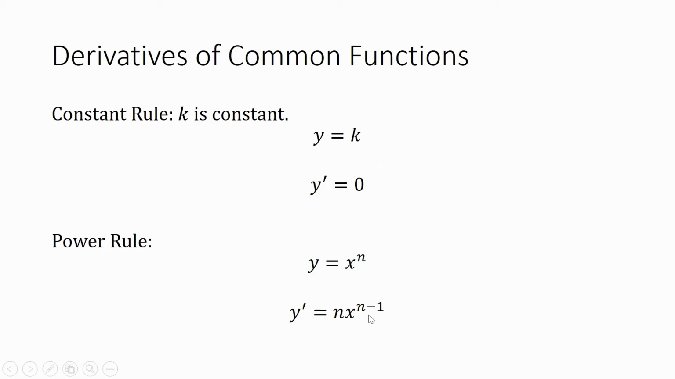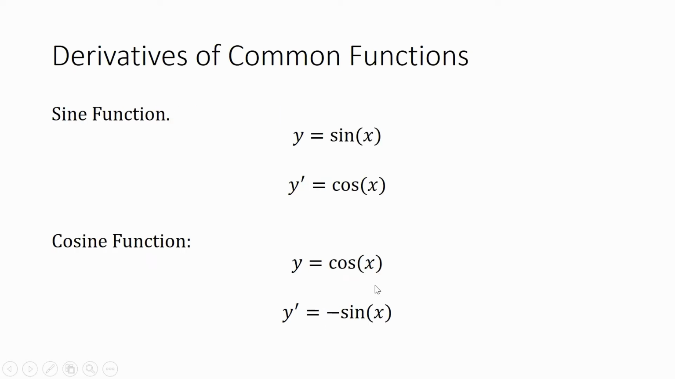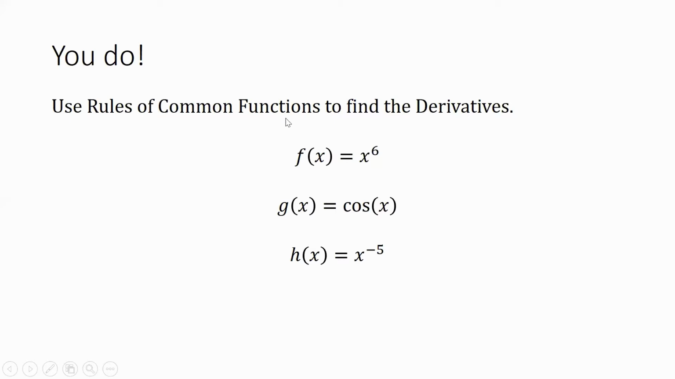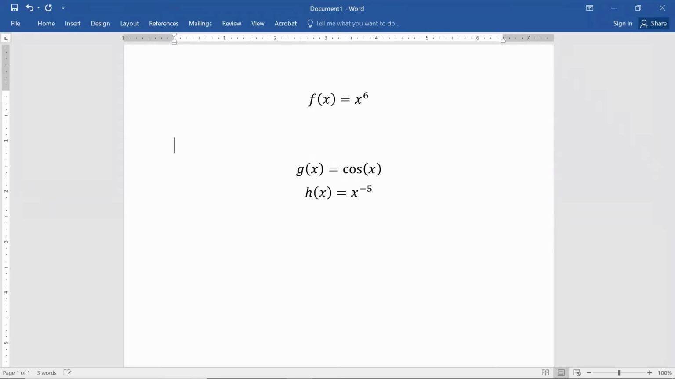But for right now, we're just going to utilize the power rule and the derivative of sine, derivative of cosine, derivative of e to the x, derivative of the natural log of x at will. So let's find the derivatives. We have our functions written here. So the derivative of f is going to be determined by the power rule. So we take the 6 out front and then x to the 5th power. So the derivative of f is 6x to the 5th power.